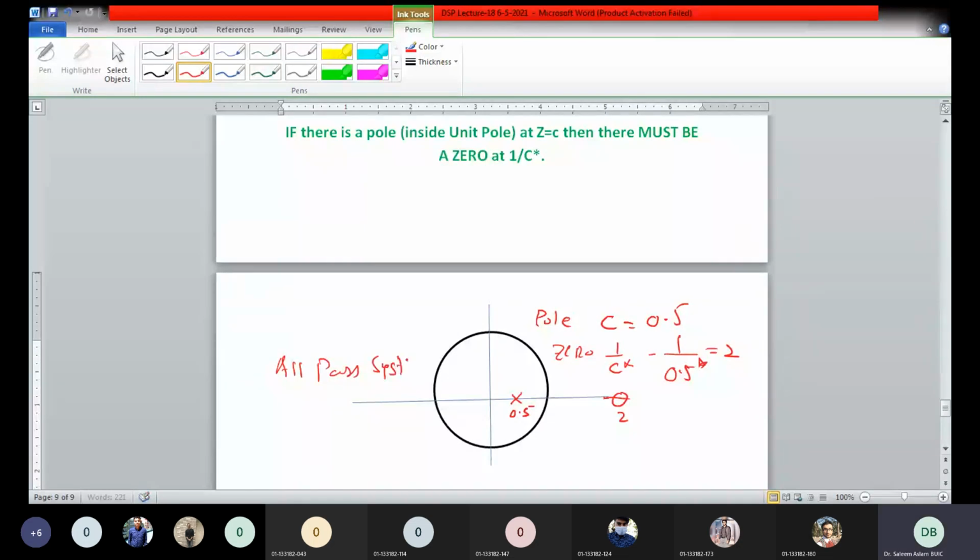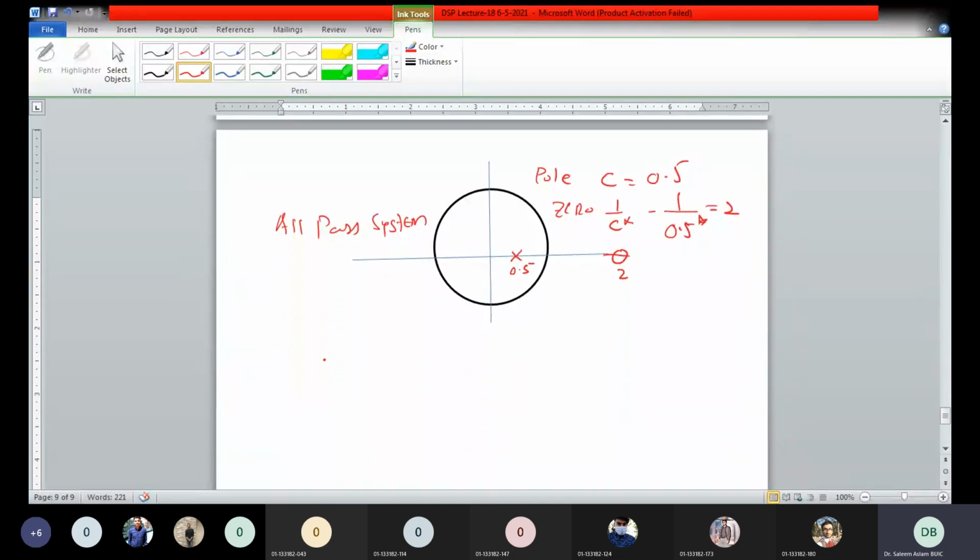So we have to satisfy one condition. If there is a pole at C, there must be a zero at 1 over C conjugate. And if I would like to write this Z transform expression, I can write it very easily. Just first write 1 minus 0.5 Z inverse, because you have a pole at 0.5, and then you write Z inverse minus 0.5 conjugate. So this is the mathematical expression for this system. Right, so we just need to satisfy one condition. If there is a pole at C, there must be a zero at 1 over C conjugate.